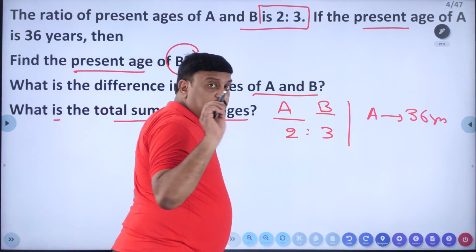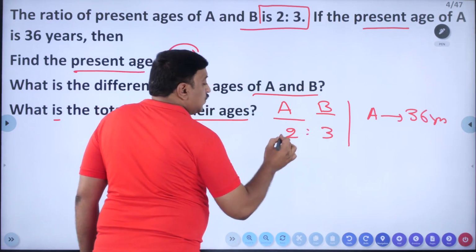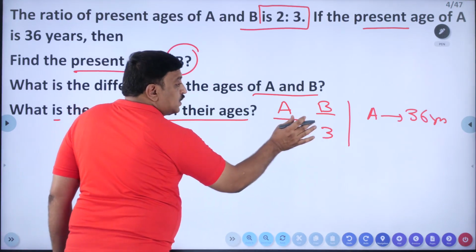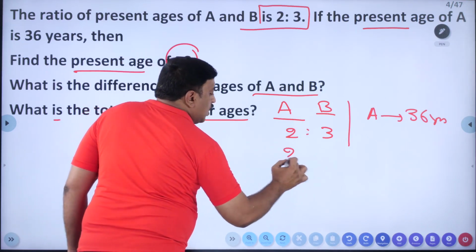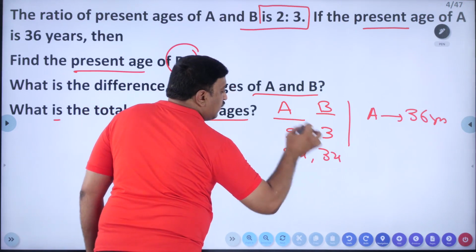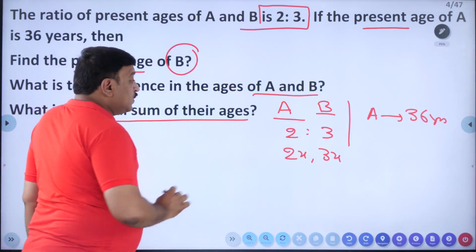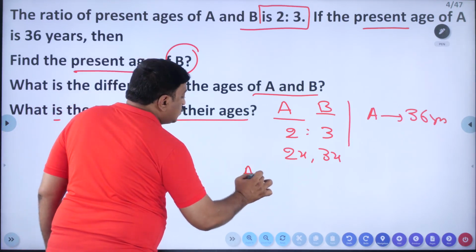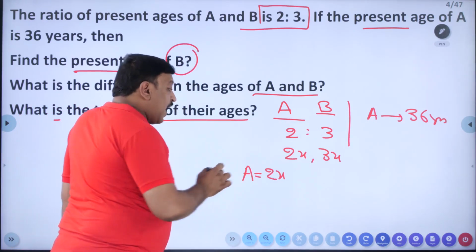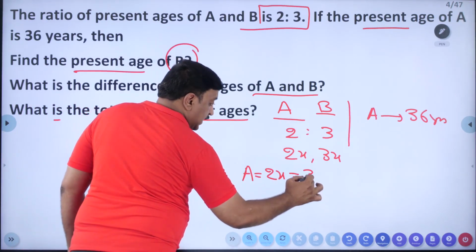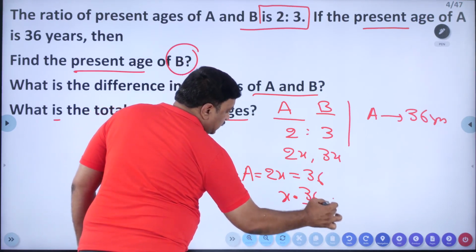See, in your basic school studies, you have done this one. Ratio means give X to all. You should not touch the ratio. Don't touch the ratio, give X and bring that one. That means they'll say 2X and 3X are the ages of A and B. So A's age is 2X. But it is given that A's age is 36. I can write 2X is equal to 36. So X is how much? 36 by 2, that is 18.